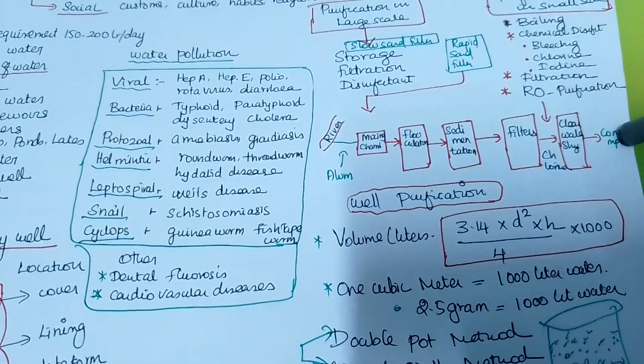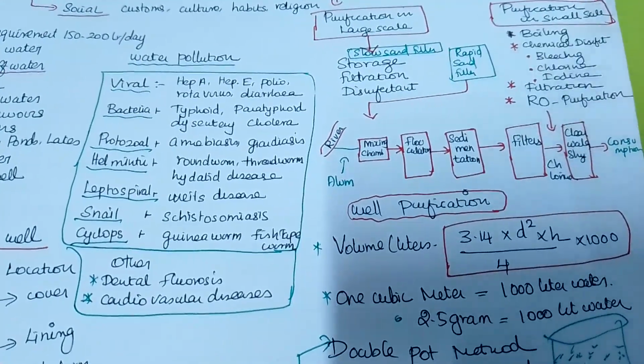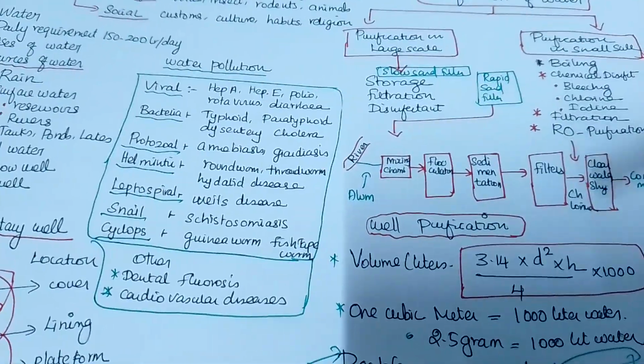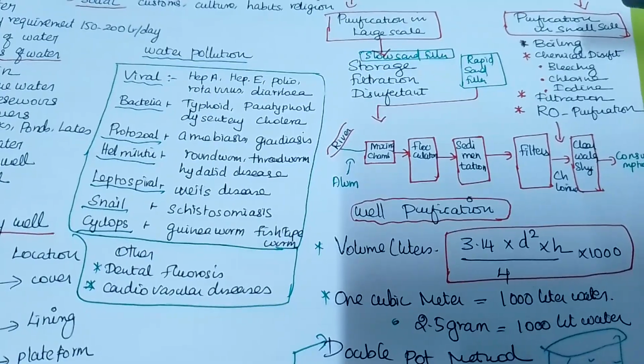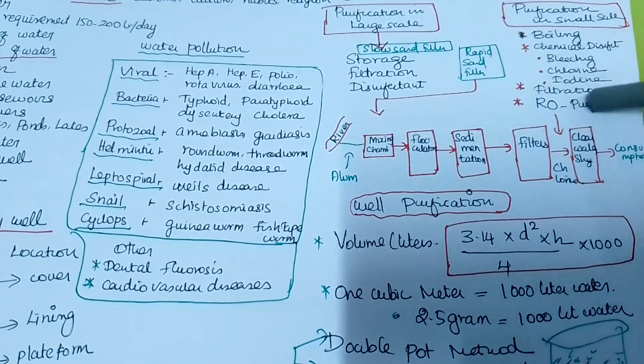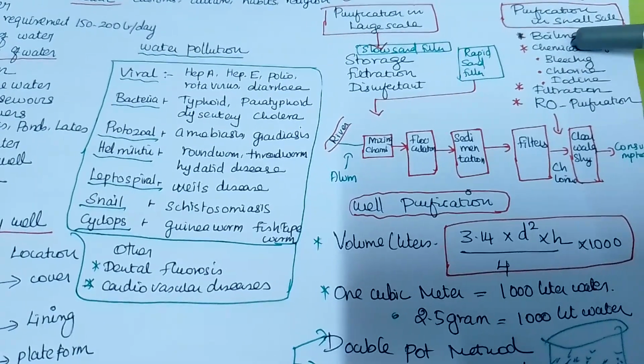This is the process. What about purification on a small scale? What do you do? Boiling is the best method. This alone may be asked as a 5-mark question. In that condition, what do you have to write?